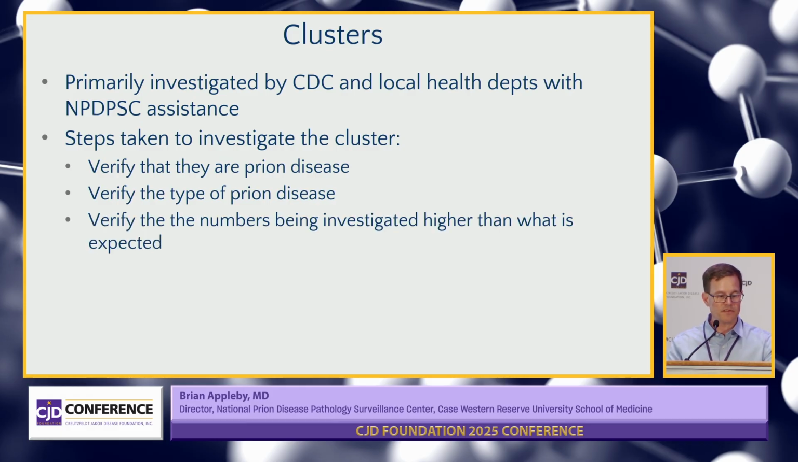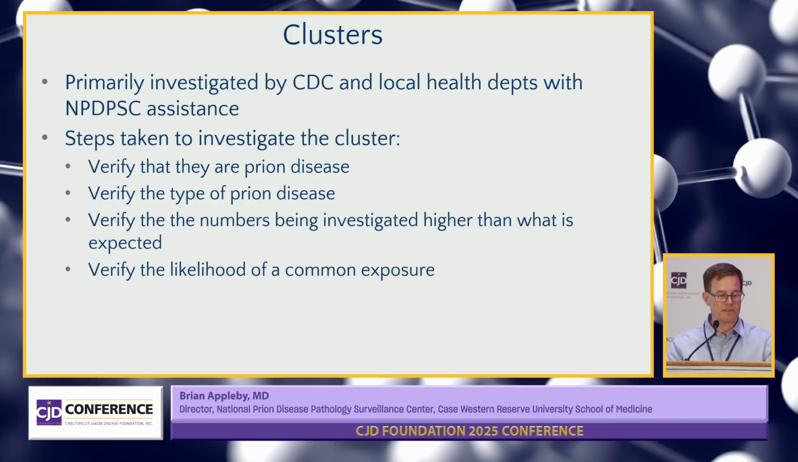And then we also have to verify that the numbers being investigated are higher than what is expected. So if we take the case of Ohio, which has about 11 million people, at any one time, we would expect a range of 11 to 22 new cases of prion disease at any one time. That's quite a wide range. So a lot of these clusters, although they are clusters, are actually within the range of what we would expect for that population over that period of time.